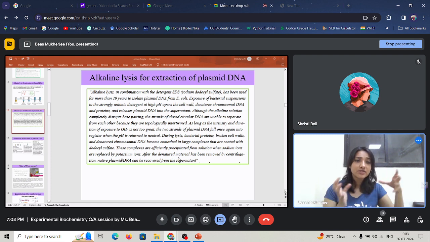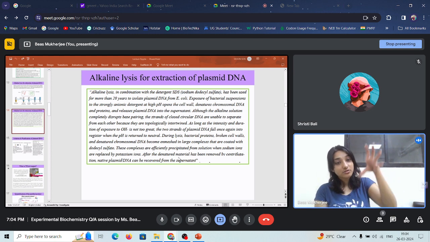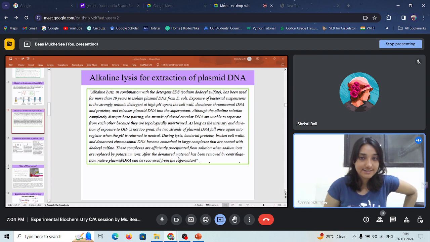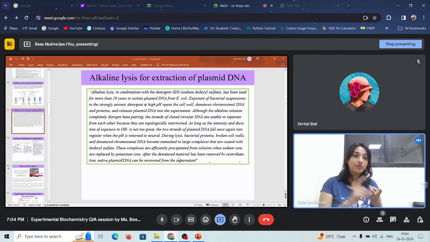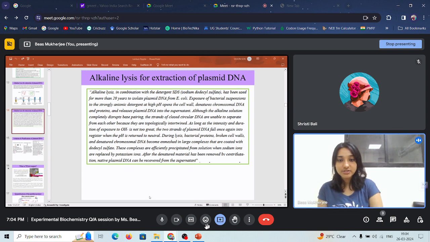It gets joined with the proteins, the lipids, and the SDS, and there is a huge complex which precipitates out and remains at the bottom of the tube, and you get the entire plasmid DNA in the supernatant, which is separated out. So that is the entire story of alkaline lysis. There is denaturation followed by renaturation, but very selective for only the plasmid DNA. The genomic DNA remains denatured, and it is all intertwined with the cellular proteins. I hope you understood this.